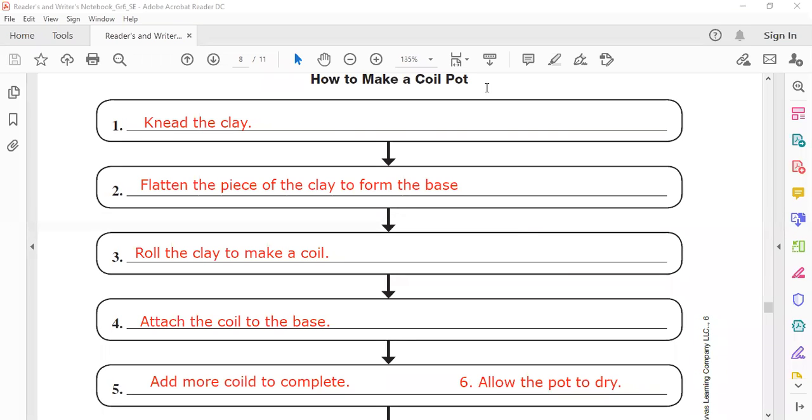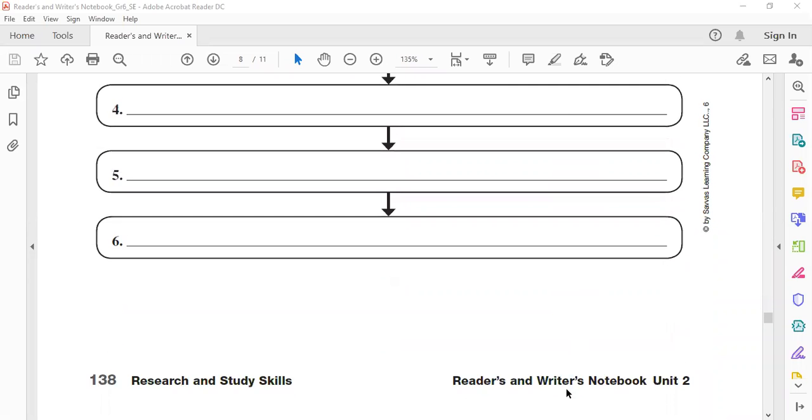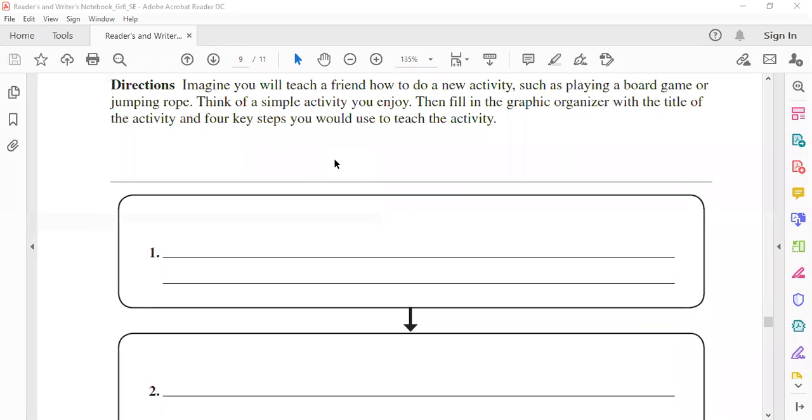Okay, so let's go for the next page right now. Right now is your own exercise. I want you to think with me. Imagine you will teach a friend how to do a new activity, such as playing a board game or jumping rope. Think of a simple activity you enjoy and like. Then fill in the graphic organizer with the title of the activity and 4 key steps you would use to teach the activity. Now imagine you want to play with your friends, like playing cards or jumping ropes or any type of activity that you like.